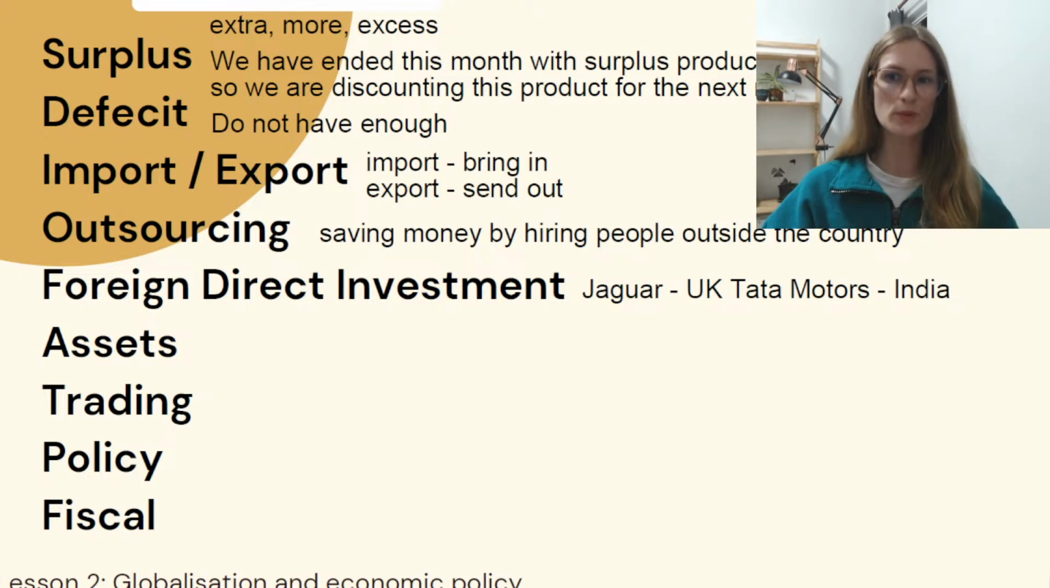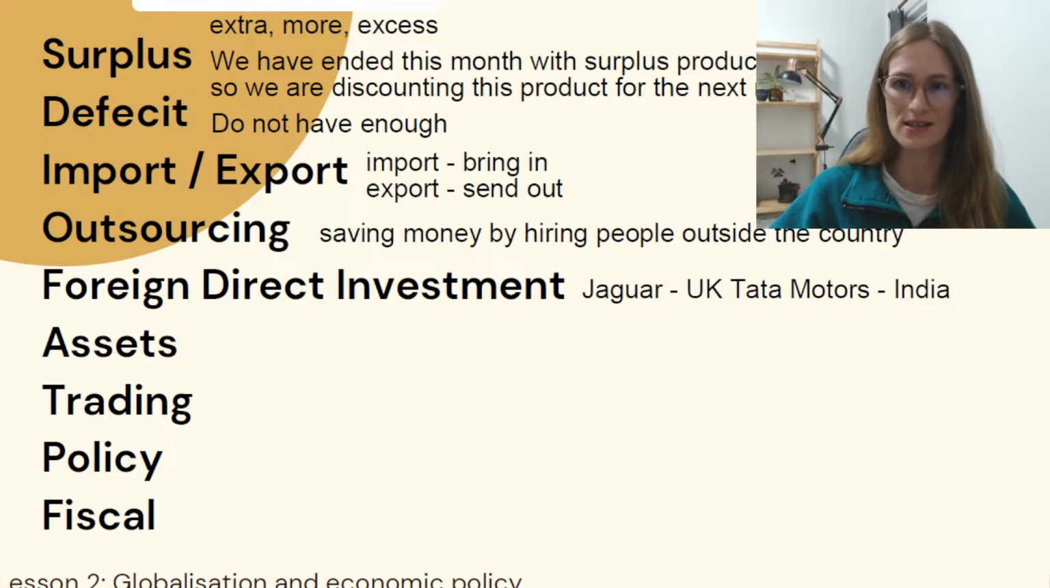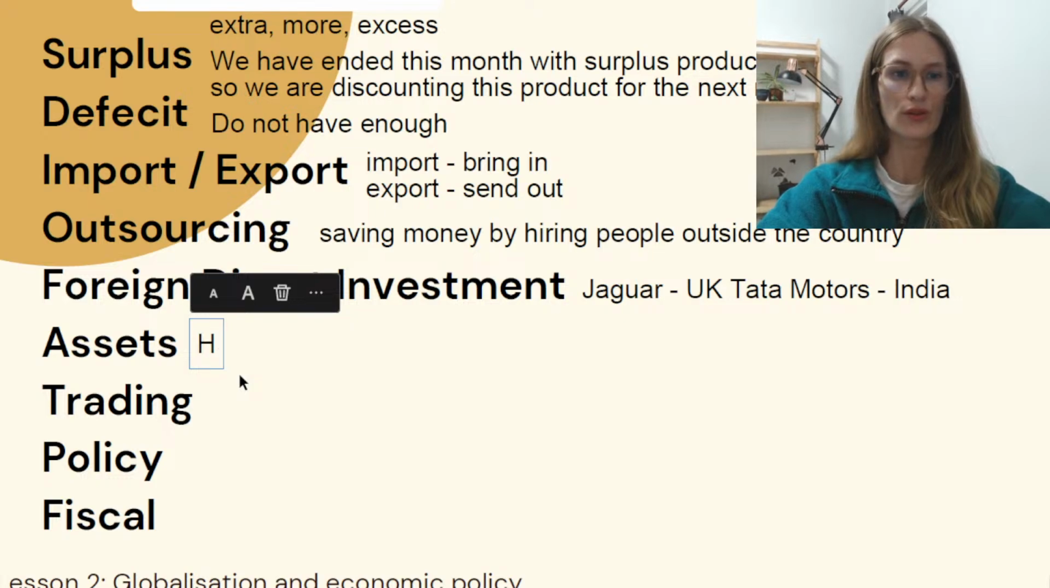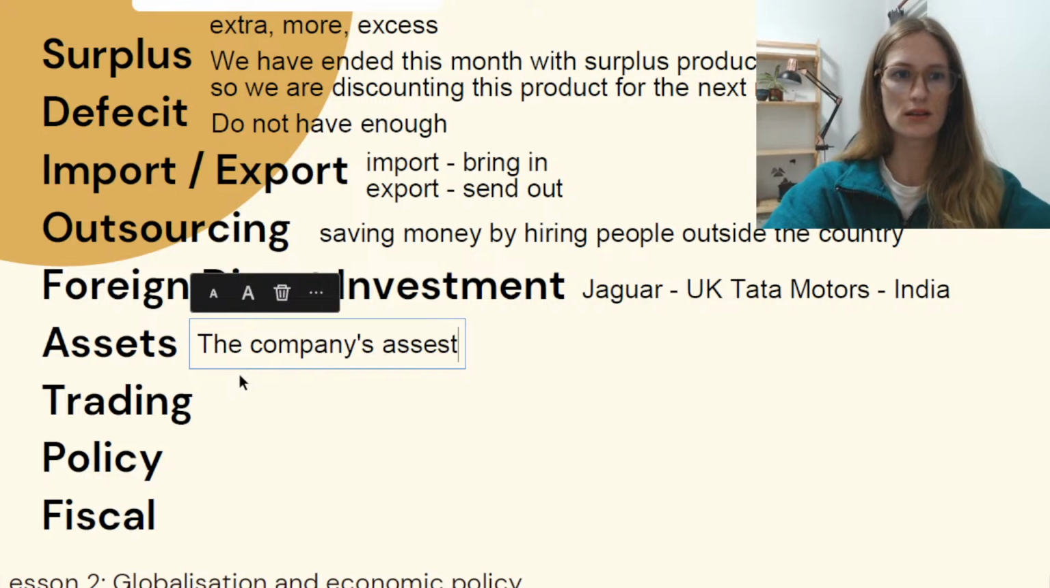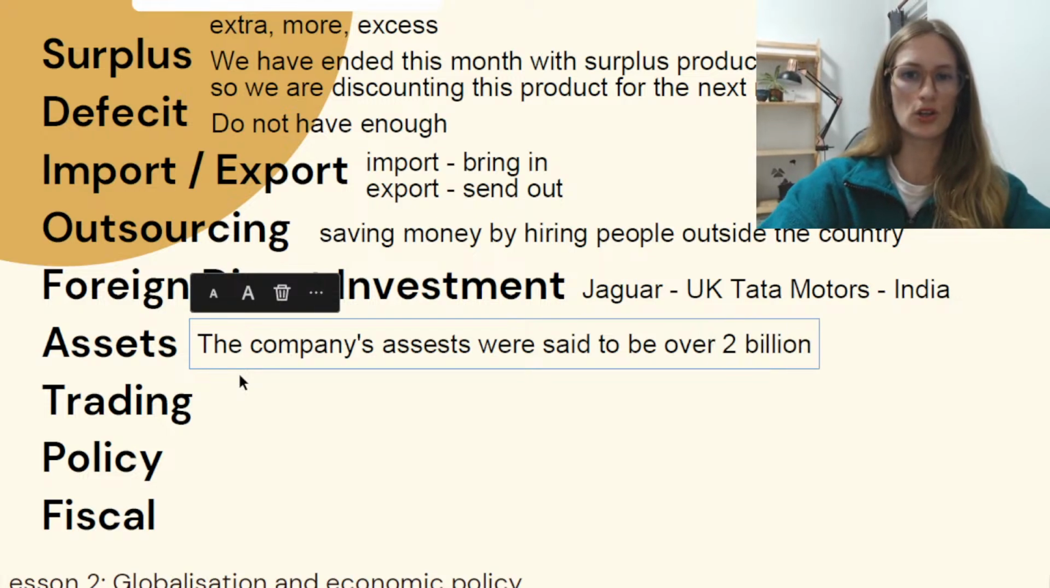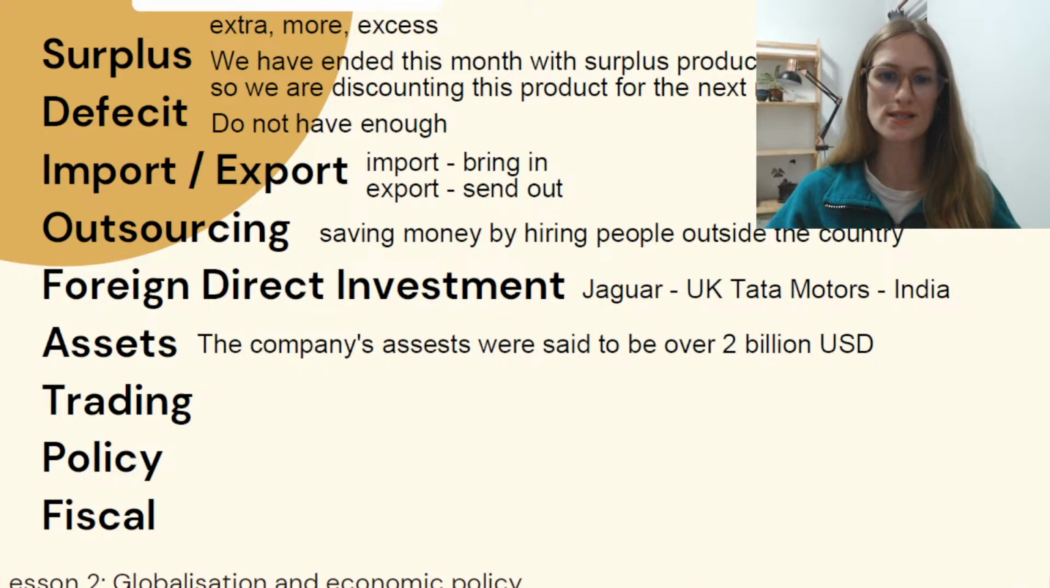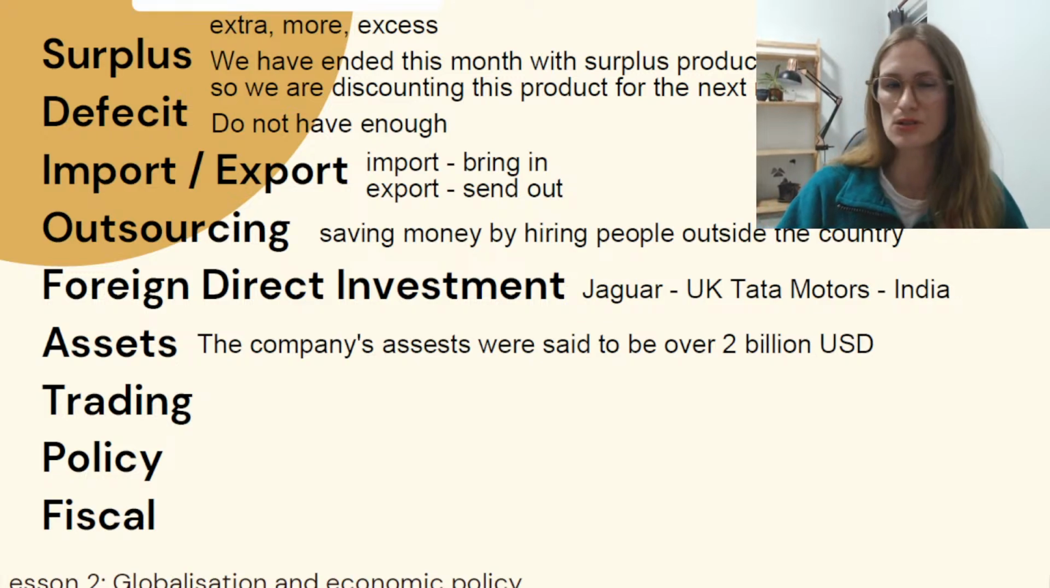Assets. What do we mean when we talk about assets? He has many assets, or the company's assets were said to be over $2 billion. What does that mean, assets? I think from the example you can guess it's related to money, but why do we just not say money? Why do we say assets instead?